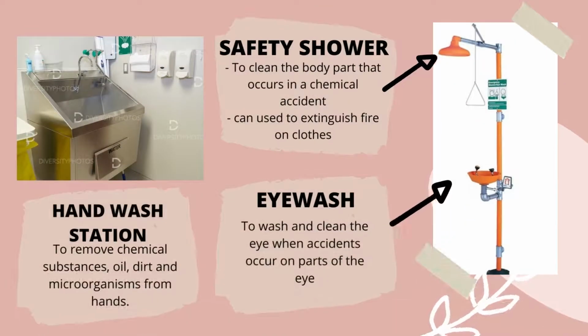We also have a hand wash station to remove chemical substances, oil, dirt, and microorganisms from hands. And we also have a safety shower to clean the body parts affected in a chemical accident, and it can be used to extinguish fire on clothes. And lastly, we have an eye wash to wash and clean the eyes when accidents occur on part of the eyes.